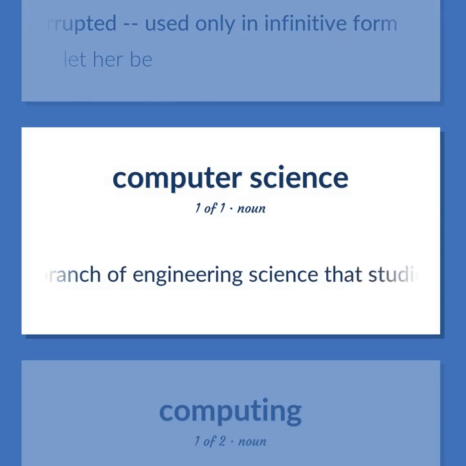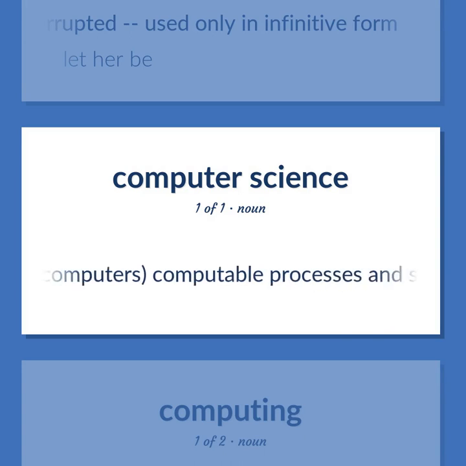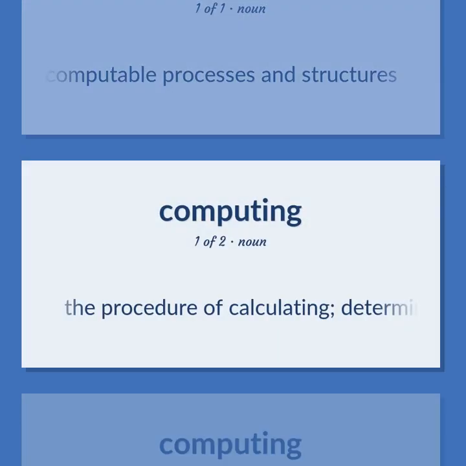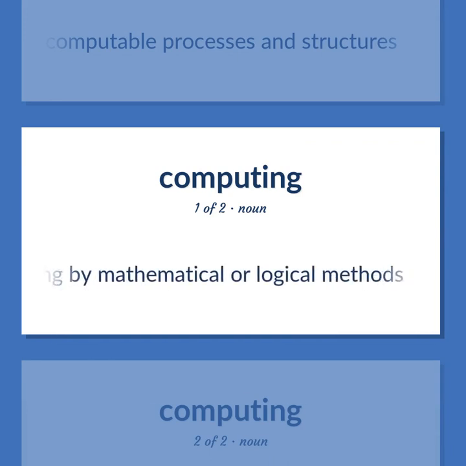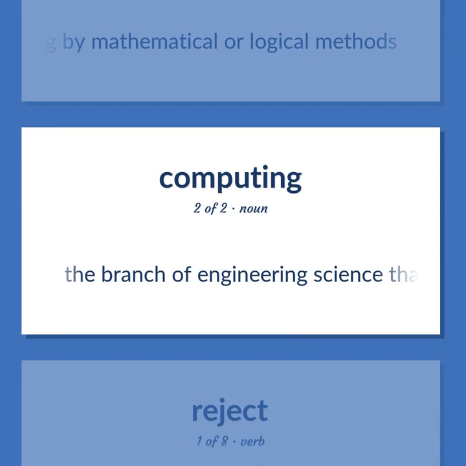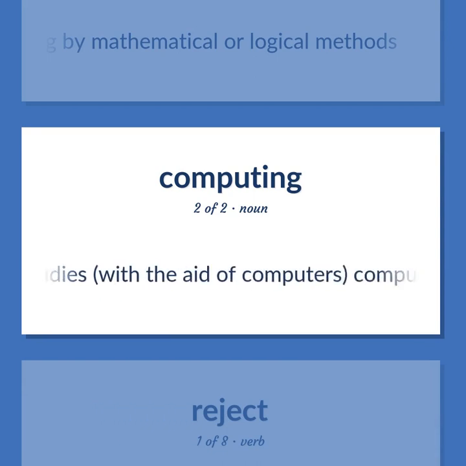The branch of engineering science that studies, with the aid of computers, computable processes and structures. The procedure of calculating, determining something by mathematical or logical methods. The branch of engineering science that studies, with the aid of computers, computable processes and structures.